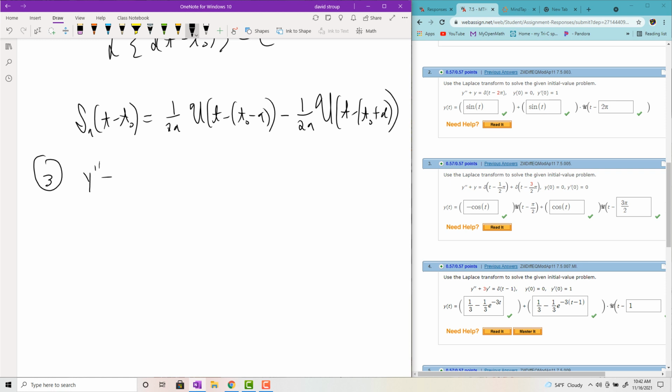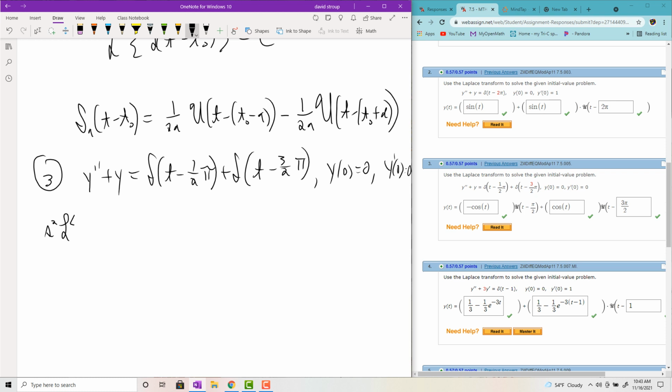We have y double prime plus y equals delta of t minus 1/2 pi plus delta of t minus 3/2 pi. And then we have y of 0 is 0, and y prime of 0 is 0. Okay. So Laplace transform of this thing, of course, you get s squared Laplace transform of y minus s times y of 0, which is 0, minus y prime of 0, which is 0, plus the Laplace transform of y equals, then the Laplace transform of these things, it's just e to the negative whatever this is, right?